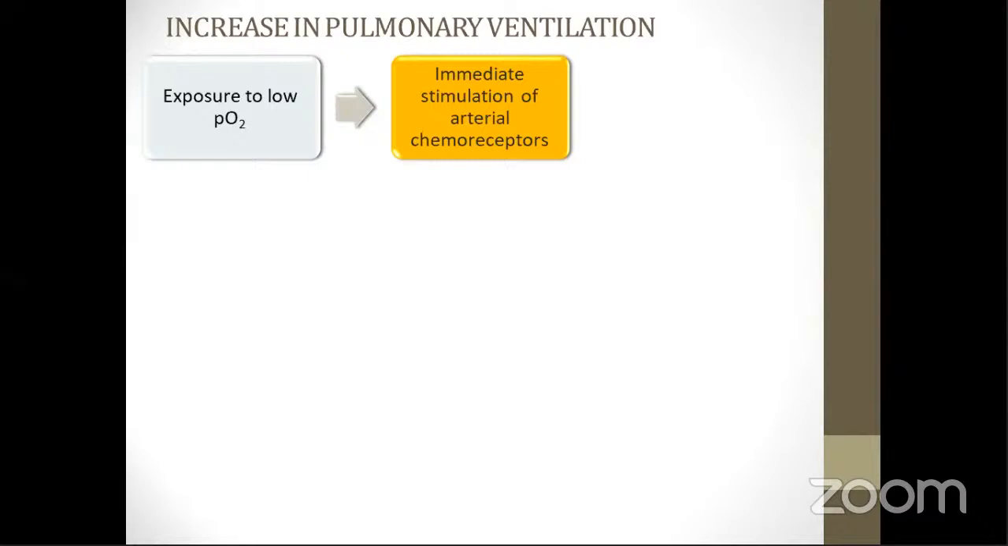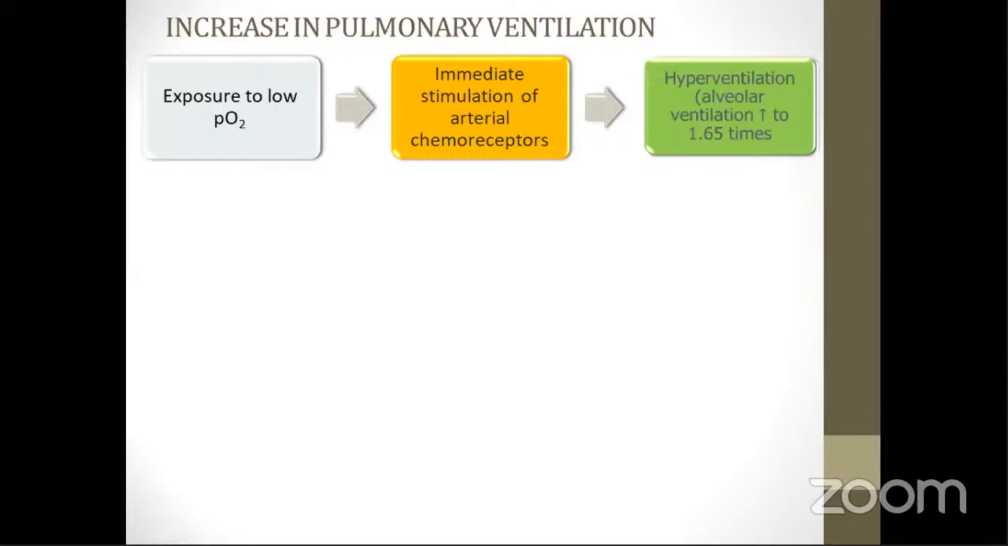Which are the chemoreceptors? Carotid body and aortic body. Okay, carotid body and aortic body. So they will be stimulated. So immediate stimulation of arterial chemoreceptors will result in hyperventilation, and this alveolar ventilation will be increased to 1.65 times. Okay, important. Immediate response is a 1.65 times increase in ventilation.